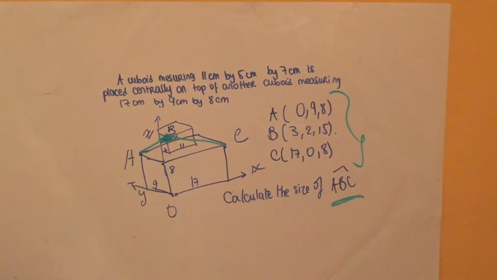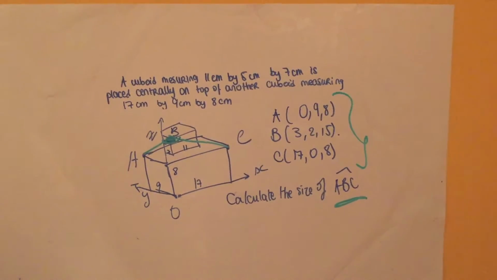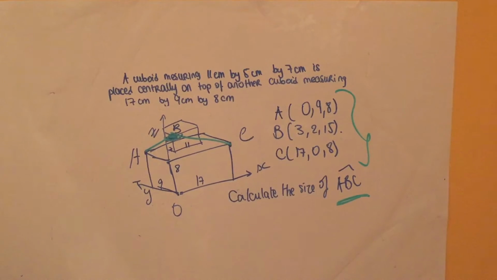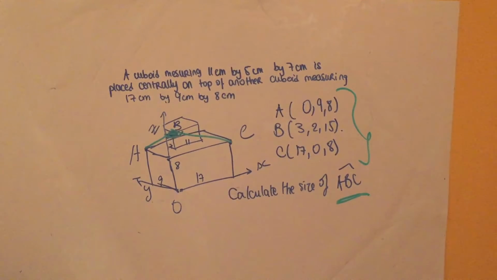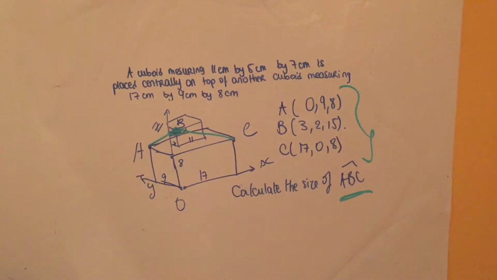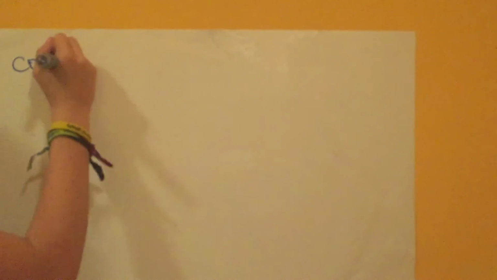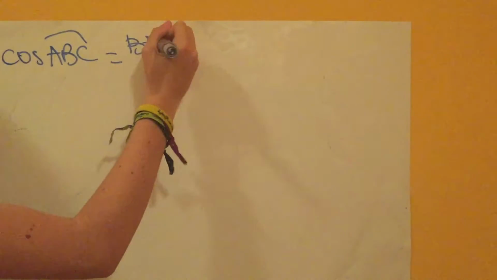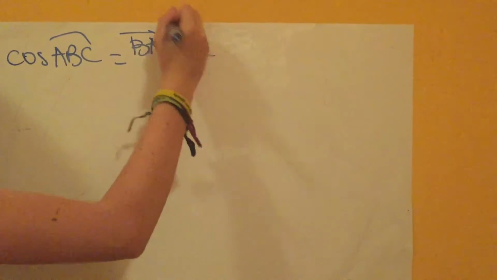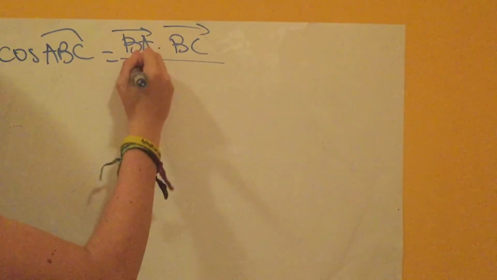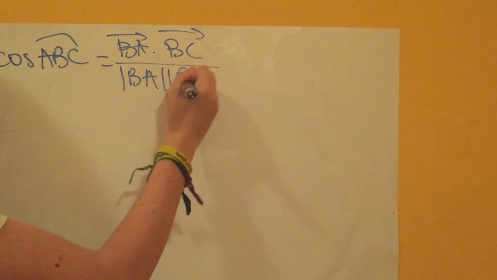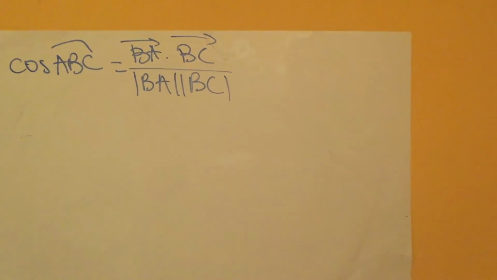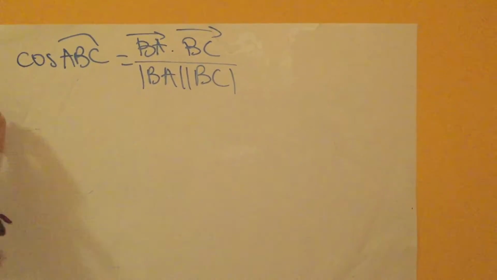They tell us that the coordinates of A are 0, 9, 8, the coordinates of B are 3, 2, 15, and the coordinates of C are 17, 0, 8. The formula that we need to find the angle ABC is the vector BA dot BC over the magnitude of BA and BC. But we have none of the values, so what we're going to do is find the values.